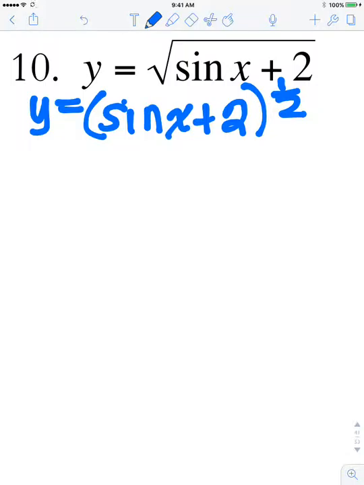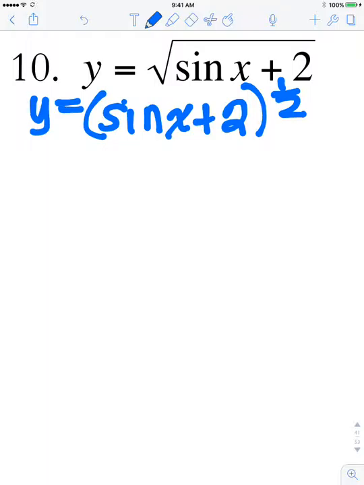So you'll notice for number 10, I've already put sine of x plus 2 to the 1/2 power. It's much easier to work with. And from there, I'm going to use the chain rule. Now, why am I using the chain rule? Because the entire function or this entire problem is being raised to the 1/2 power.